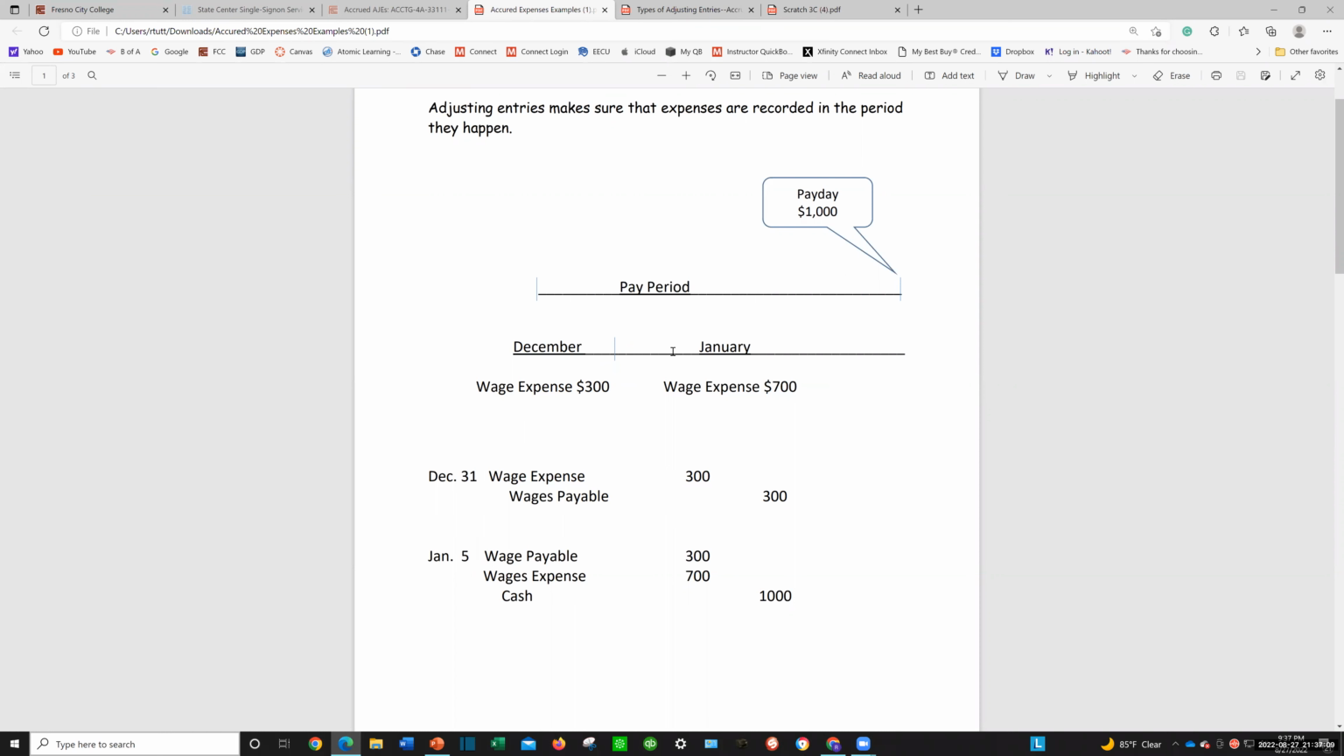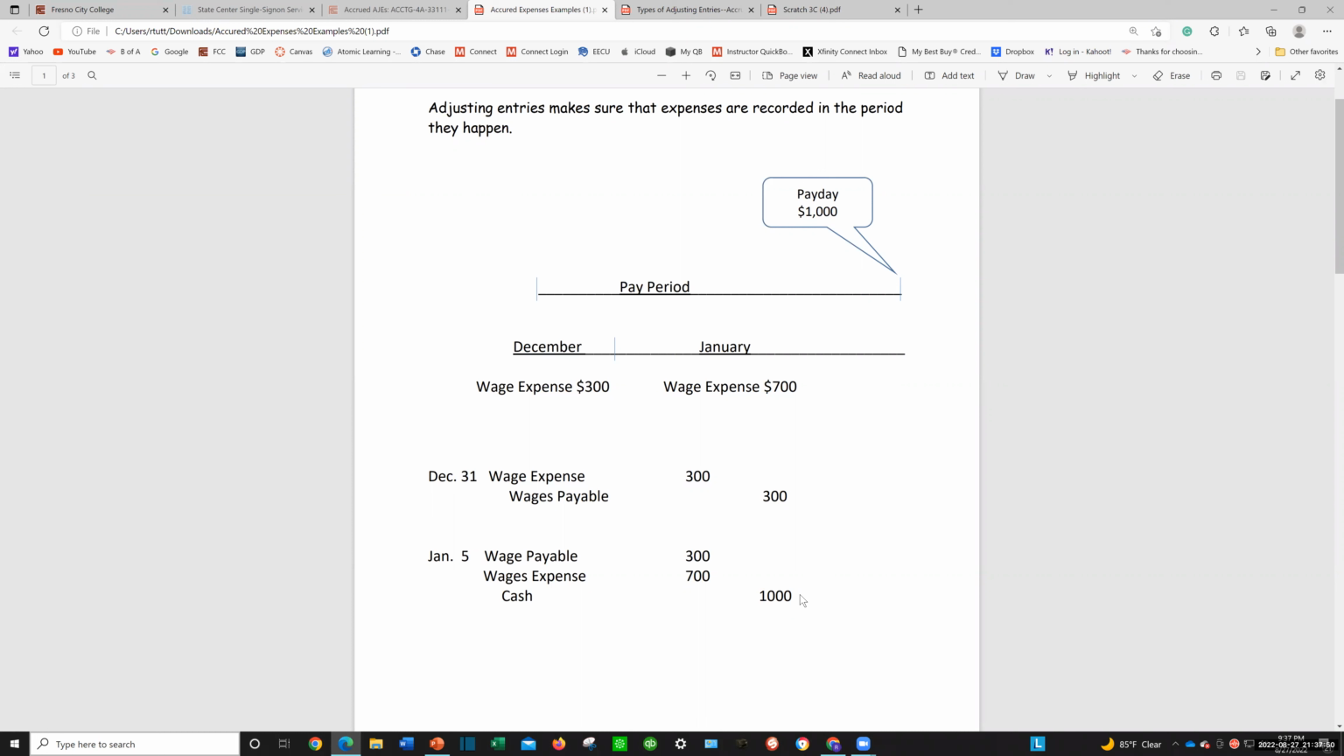Now, let's say we move on to January, and again, our employees work for us, and we've incurred $700 worth. Now, it's interesting. At the end here, we're going to actually pay them, right? Payday. Here's our pay period. Part of it is in December. Part of it is in January. So we are going to pay them for the full $1,000. But what do we do in January? Well, first off, because we pay them in January, we're going to credit cash for $1,000 because that's payday. That's where we actually paid the cash.